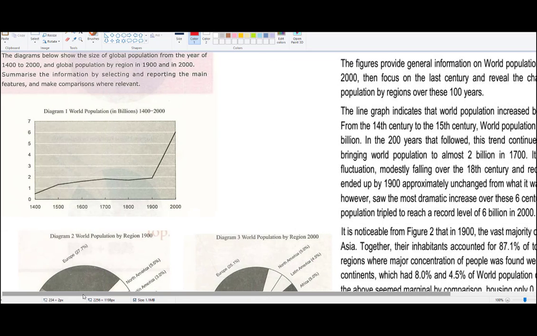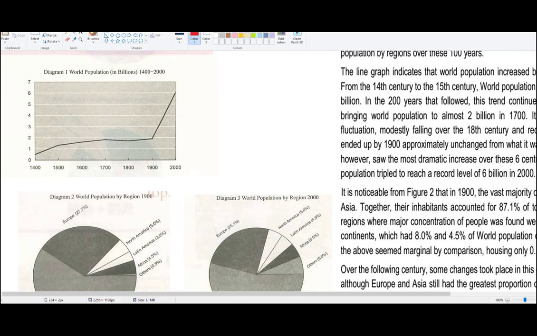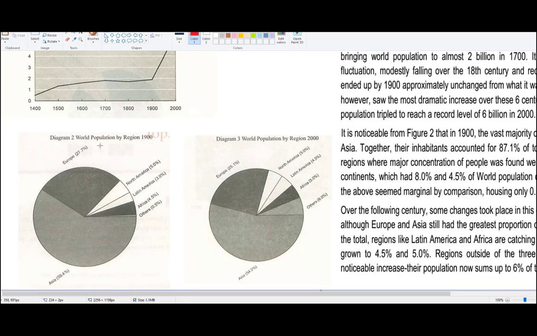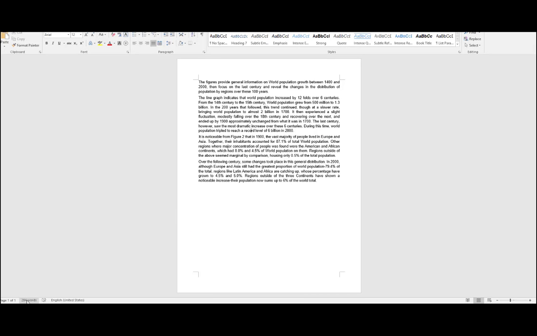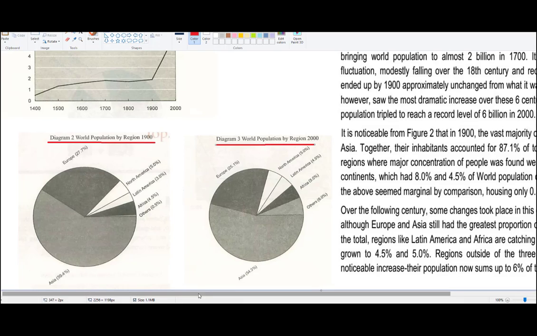Okay, here is our next script. We have a lot of information here in the task. There's a diagram showing the world population from 1400 to 2000, going from 500 million to about 6 billion. And then we have these two pie charts showing the distribution of the world's population in 1900 and 2000. And if you look at the word count, it comes in at 284 words. Really too long. In 20 minutes, you cannot be expected to write that much. This is not a very good example.